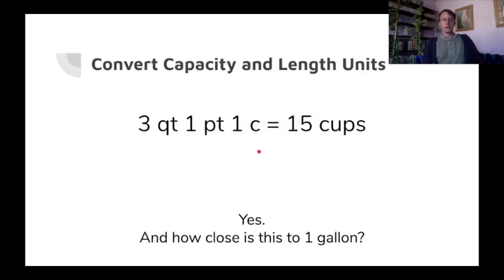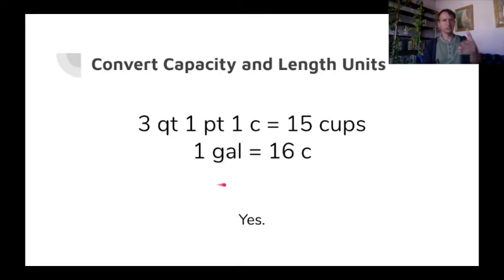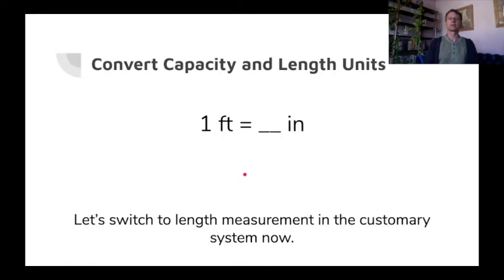Beautiful. Now, how close is that to a gallon? Well, you might just remember how many cups are in a gallon. But if you don't, you know there's 4 quarts, and each quart has 4 cups in it, so 4 times 4 is 16, so it's a quart away. There we go. Now let's jump over to length.